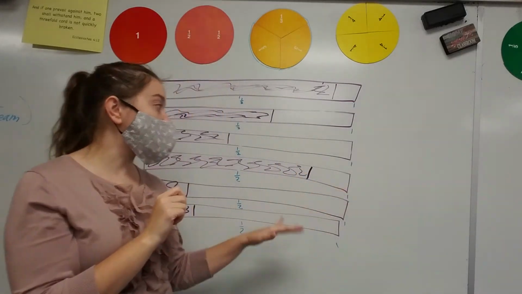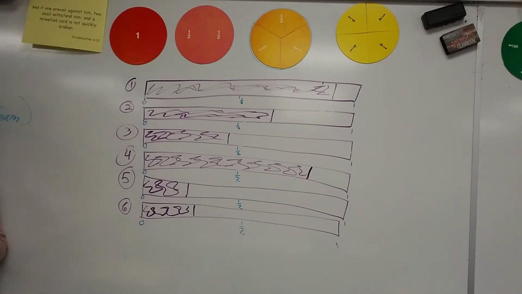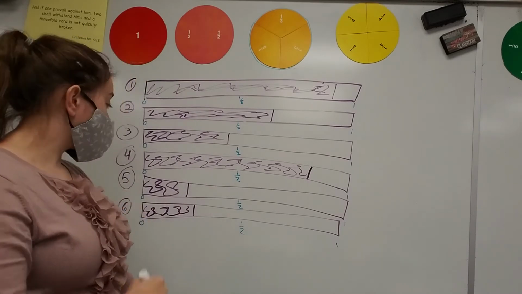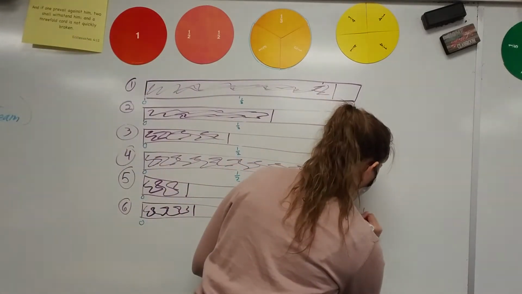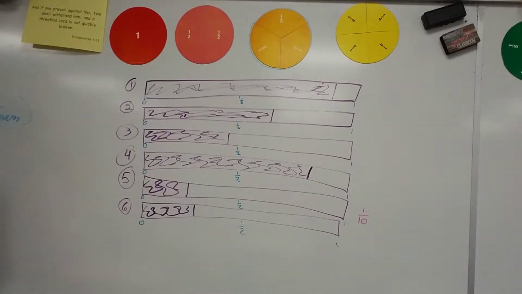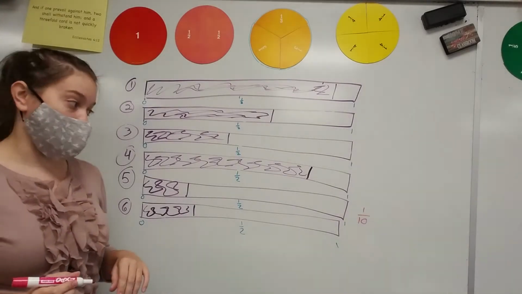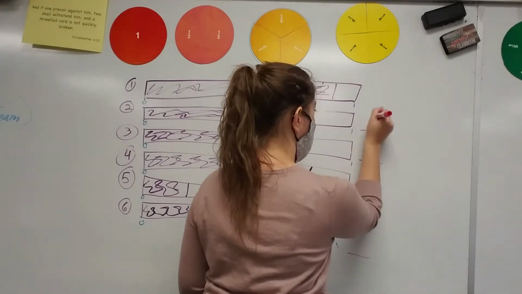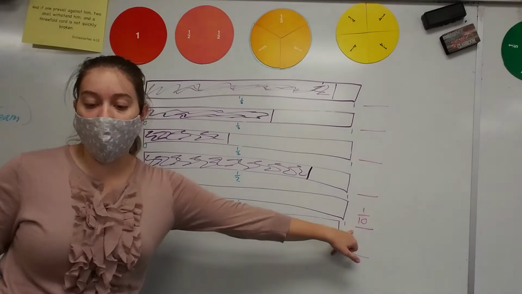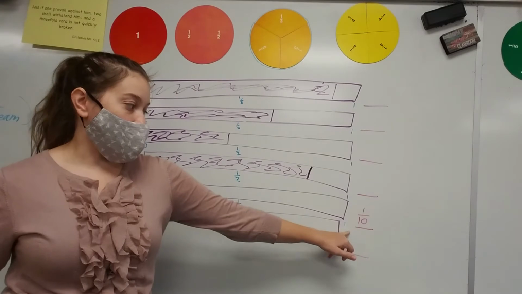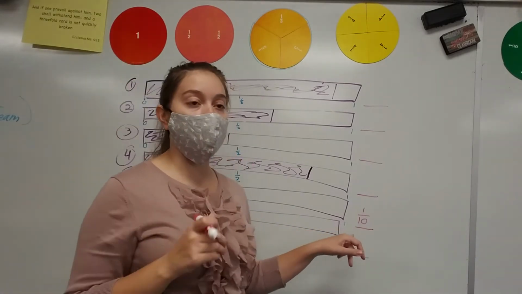So which one is my smallest one? Look at yours too. Which one is my smallest? What number? Mary? 5. Number 5. So number 5 is my 1/10. You guys see that? Number 5 is 1/10. So you're going to write 1/10 on the line next to number 5. And notice, I didn't put 1 and then use the line as a fraction bar. The line isn't a fraction bar. The line is where your answer goes.